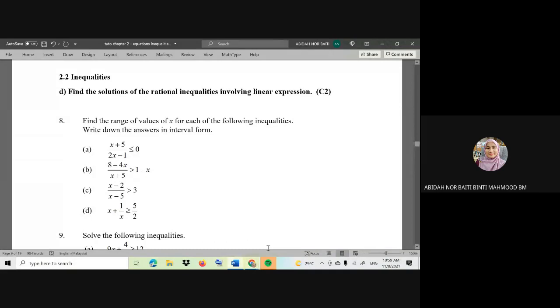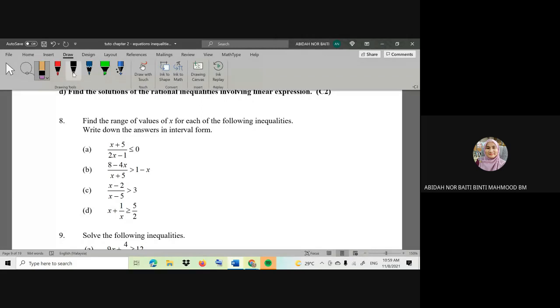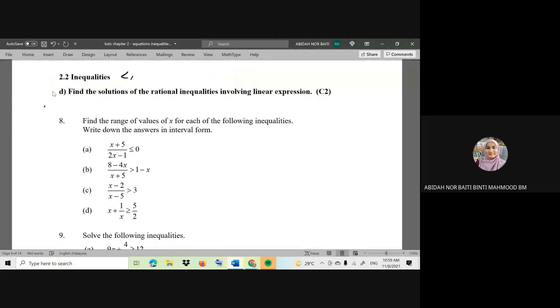So hari ni kita masuk inequalities. What is inequalities? Inequalities is sign of what? Less equal, greater equal. Okay.